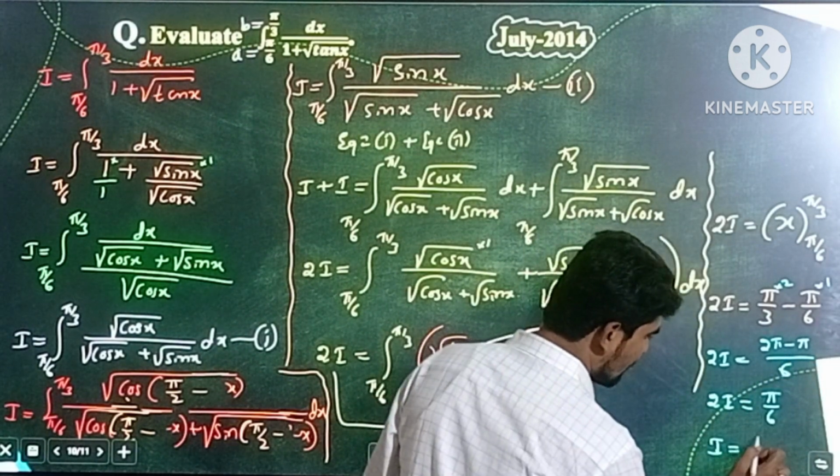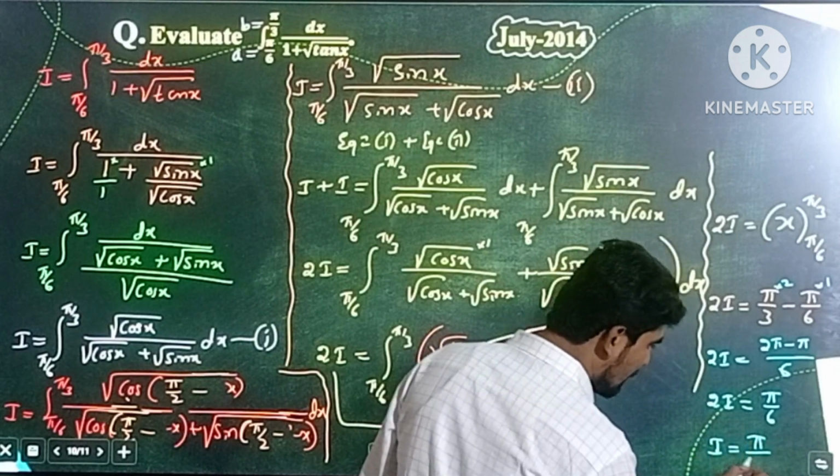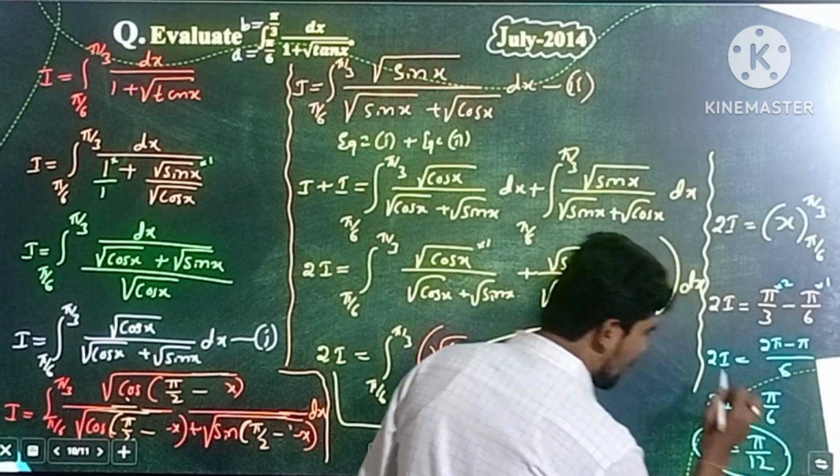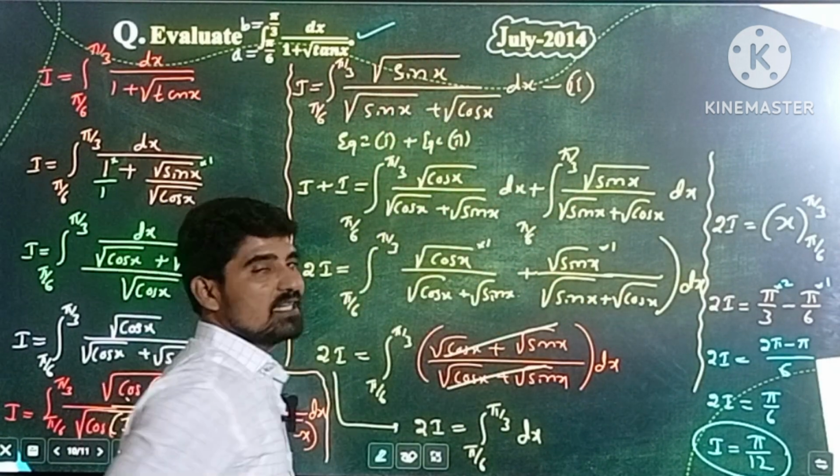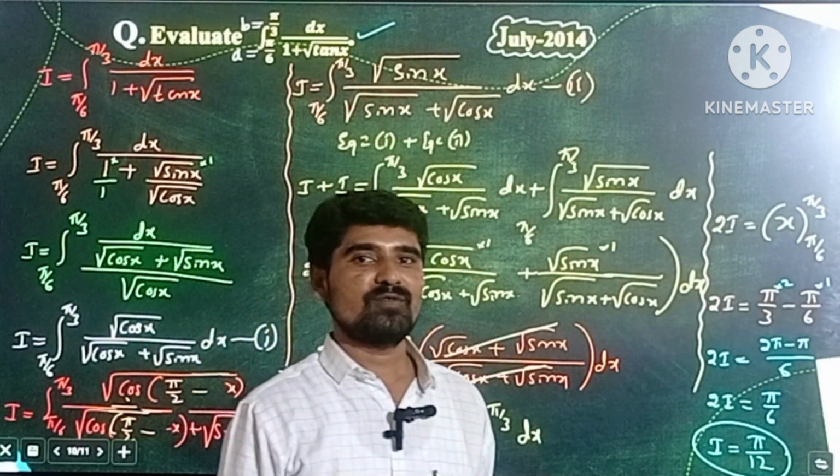Hence the final answer I is equals to pi divided by 2 into 6, 12. Therefore, pi by 12 is the required answer for this given integration problem. I hope all of you understood.